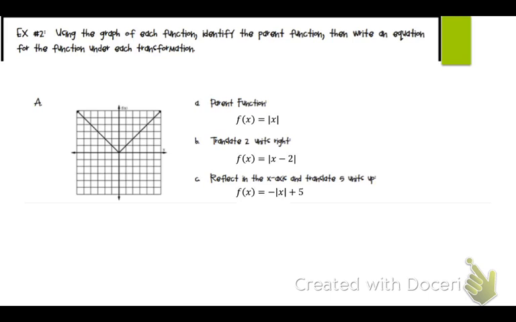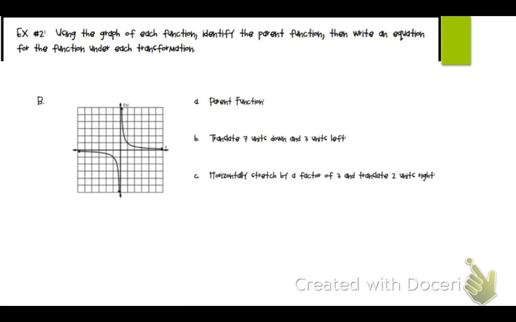So that negative on the outside reflects it across the x-axis. The plus 5 translates it up 5. This one is f of x equals 1 over x. So we need to move this down 7 and left 3. So that's going to be 1 over x plus 3, and then the minus 7. It's plus 3 because it's opposite of what we think, and then minus 7 moves it down 7.